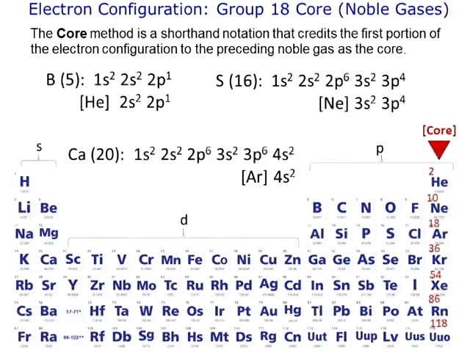2p1, 2p2, 2p3, 2p4, 2p5, 2p6 ends at neon, which is the core. We continue next down at 3s1, 3s2 is at magnesium. We skip across the valley to aluminum, which is now 3p1, 3p2 for silicon, 3p3 phosphorus, and 3p4 sulfur. So you can simply count down the periodic table and note which block you're in to determine your electron configuration.